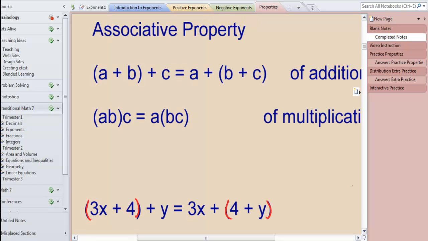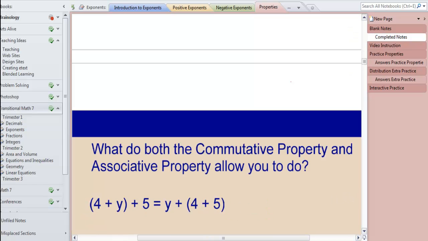So again, the associative property is telling you it doesn't matter what order you add your numbers as long as you have all addition, and it doesn't matter what order you multiply your numbers as long as you have all multiplication. Therefore, it doesn't matter which two numbers you put your parentheses around to emphasize the order of operations. So what do both the commutative property and associative property allow you to do?